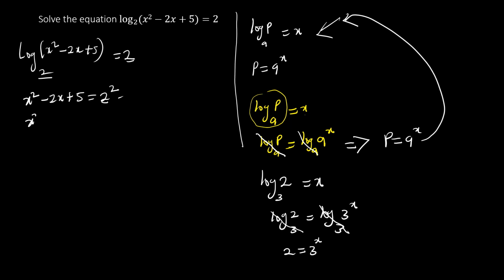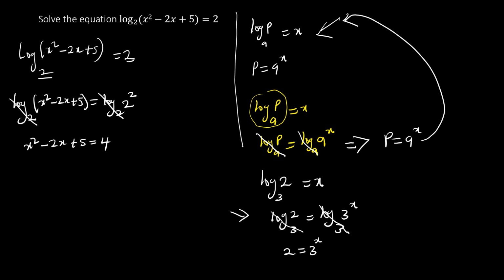So this can be written as x squared minus 2x plus 5 equals 4. But before we continue, let's try to use this method in solving this. So this can be written as log 2 of x squared minus 2x plus 5 equals log 2 to the power of 2, and this cancels out. We now have x squared minus 2x plus 5 equals 4. Writing this, we have x squared minus 2x plus 5 minus 4 equals 0, and I have x squared minus 2x plus 1 equals 0.